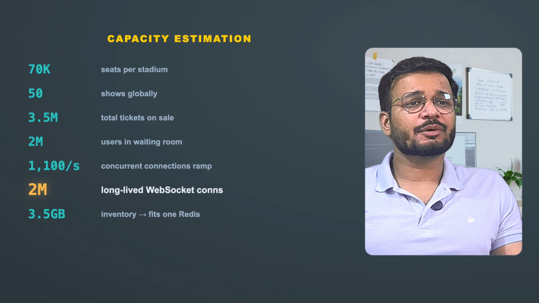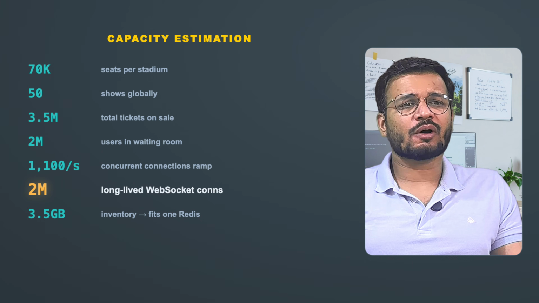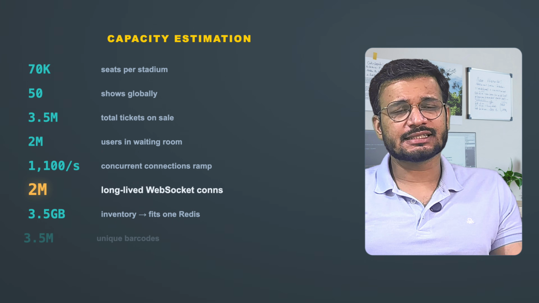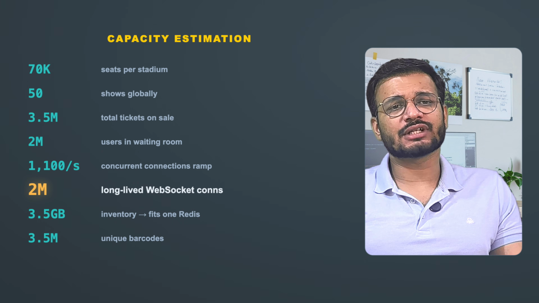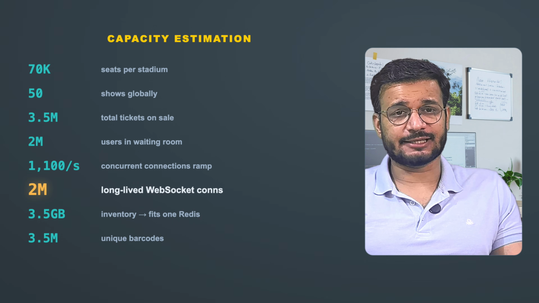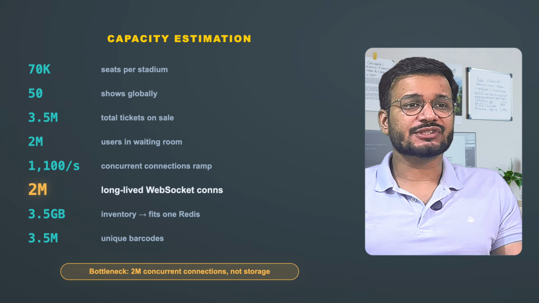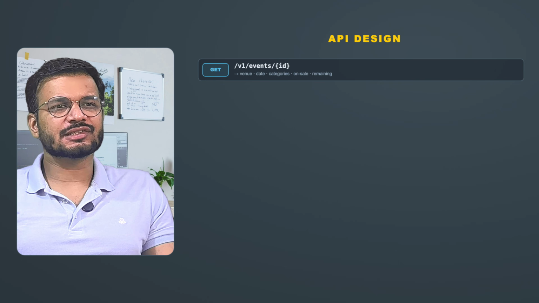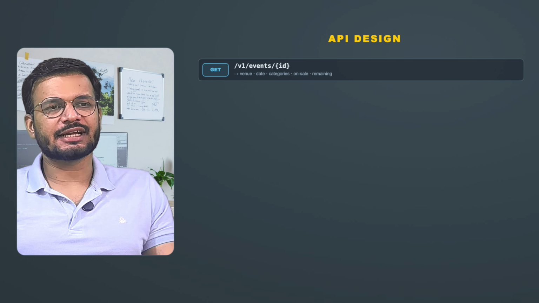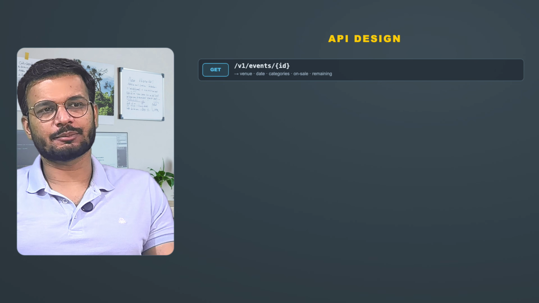Then the loading of per event seat map. At a venue of around 70,000 seats, it needs around 70,000 element data structure tracking state per seat: available, held, or sold. Then barcode generation, we need around 3.5 million unique barcodes for the sale. After this, we'll go into the API design. We'll discuss some of the important APIs.